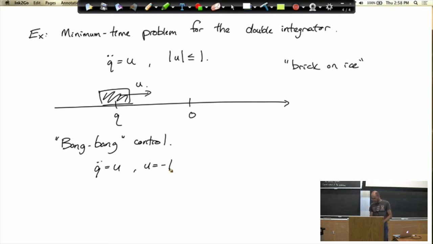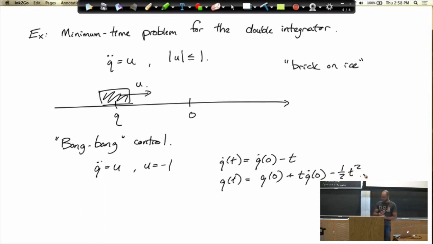Then, well, I can solve that. I'm not afraid of that differential equation. It's going to be whatever my initial velocity was minus time. I can differentiate this one. And then q of t is going to be q at time 0, my initial position, plus t times my initial velocity, minus 1/2 a t squared, where a is 1.